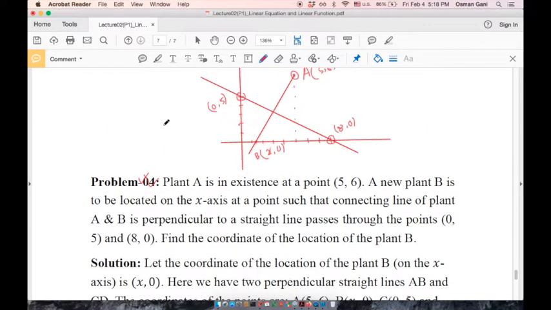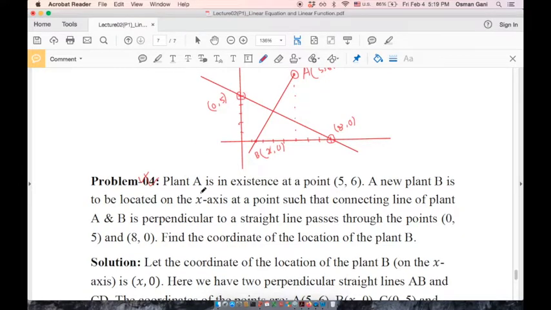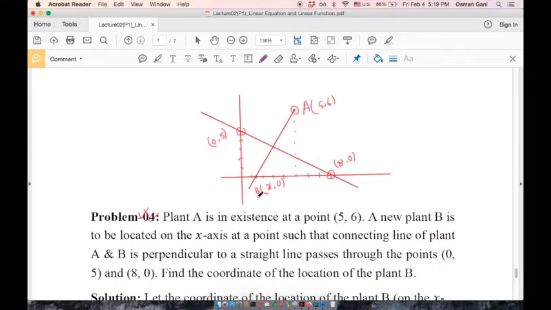Let me read the question first. Plant A is in existence at a point (5, 6). So plant A is located at (5, 6), and this point is the origin, and this is our x-axis. This is the y-axis. So (5, 6), how do we get (5, 6)? If we count from here, 1, 2, 3, 4, 5, x coordinate 5 and y coordinate 6. 1, 2, 3, 4, 5, 6.